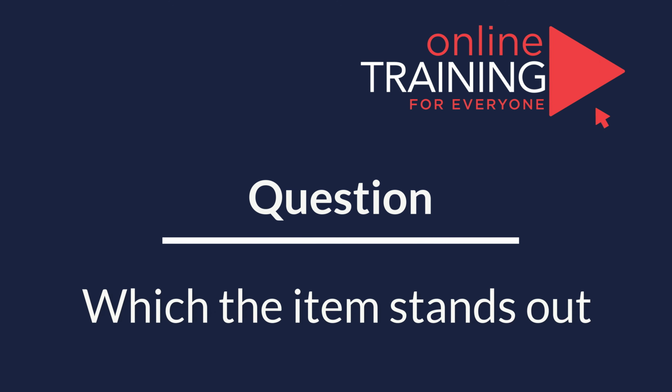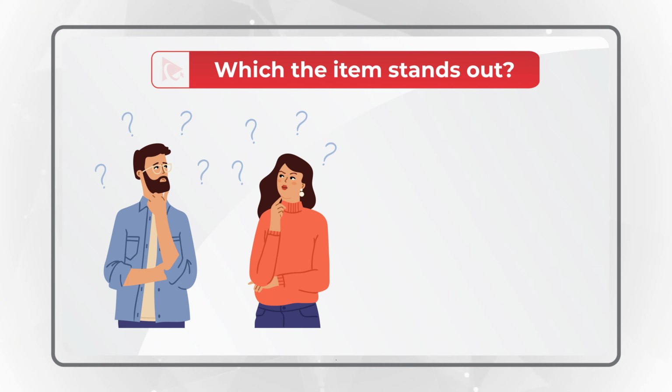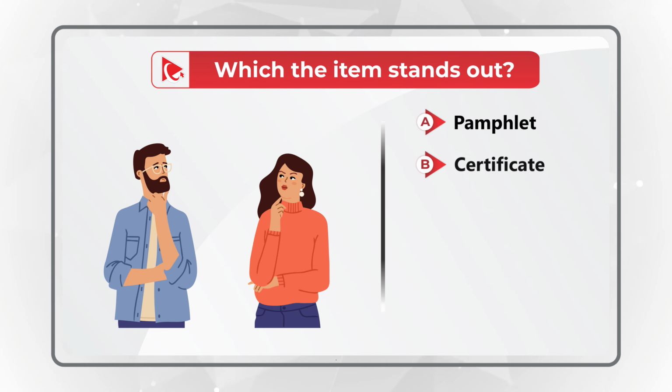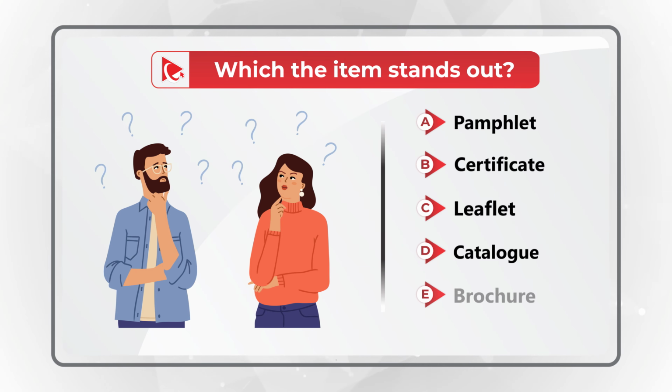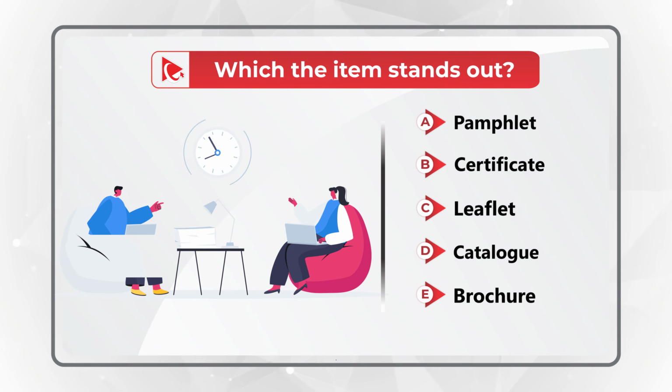Here's an interesting question which tests your knowledge of words as well as your verbal reasoning skills. You're presented with 5 different words, and you need to determine which item stands out. The words are pamphlet, certificate, leaflet, catalog, and brochure. Do you see the answer? Do you know which item stands out? Give yourself a few seconds to see if you can determine the answer. Maybe pause this video to see if you can come up with the solution.